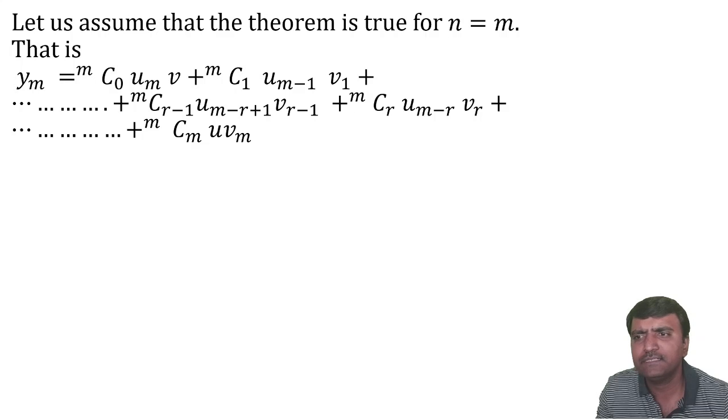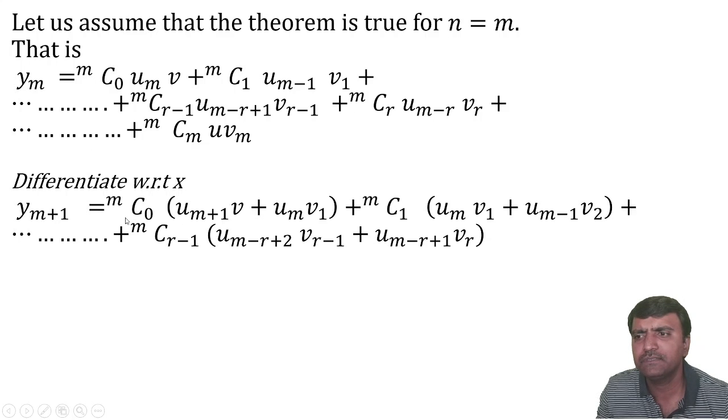So then y_m is equal to mC0 u_m v plus mC1 u_(m-1) v1 plus and so on, mCm into u v_m is to find. So to show that this result is true for n is equal to m plus 1, we need to take this y_m as y_(m+1). That means to get y_(m+1) we have to differentiate y_m one time. So you differentiate this with respect to x. So then what does it give?